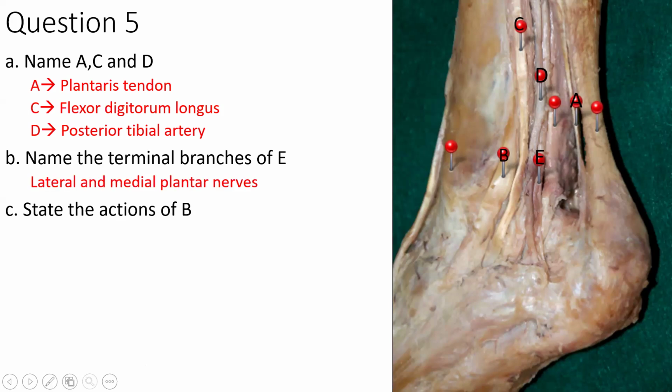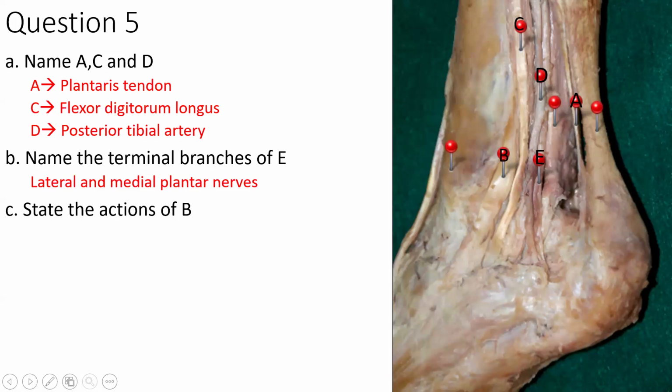Wonderful. B is tibialis posterior. What are the actions of tibialis posterior? What are the actions? Foot inversion, wonderful, and ankle plantar flexion. So foot inversion and ankle plantar flexion.